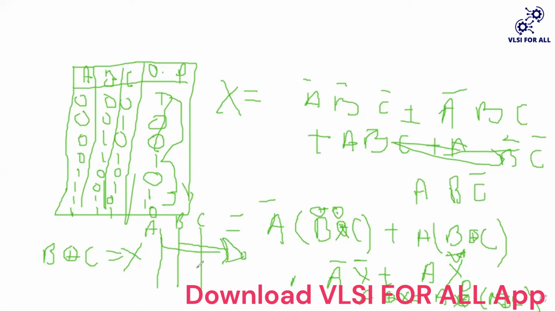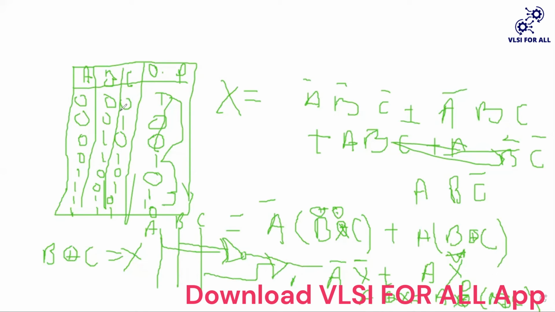And the output of that XNOR will be connected to the XOR. So in this way, we have generated the circuit and the equation for the odd parity.